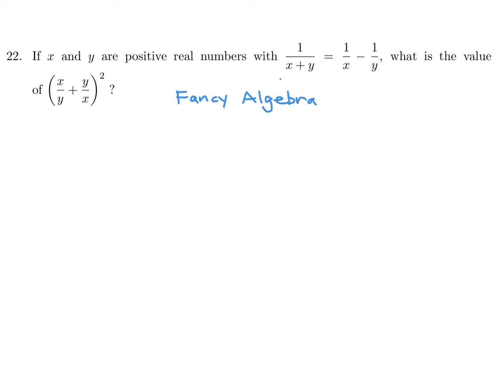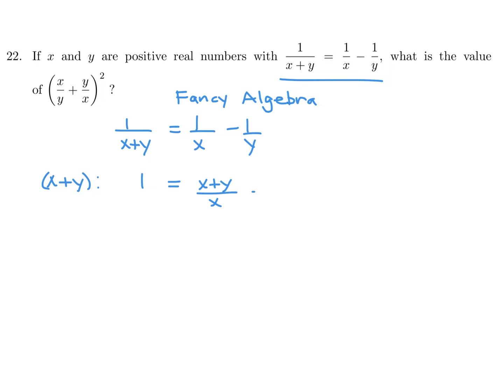Okay, so first let's just start with this guy over here. 1 over x plus y is equal to 1 over x minus 1 over y. So let's multiply everything by x plus y. Basically I'm multiplying the entire equation through by x plus y. This side will just become 1 then. And this will become x plus y over x minus x plus y over y.